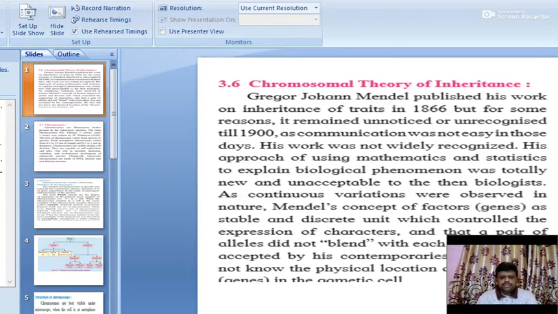According to Boveri and Sutton, chromosomes are present in pairs in somatic cell. So that somatic cell is diploid, contains two sets of chromosomes, that is denoted by 2n.